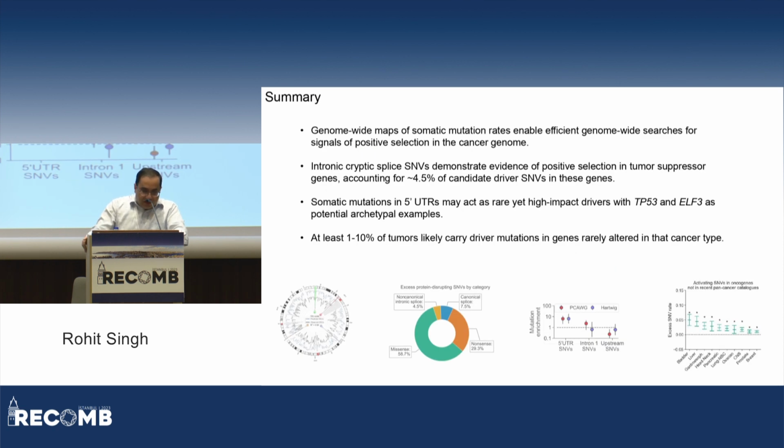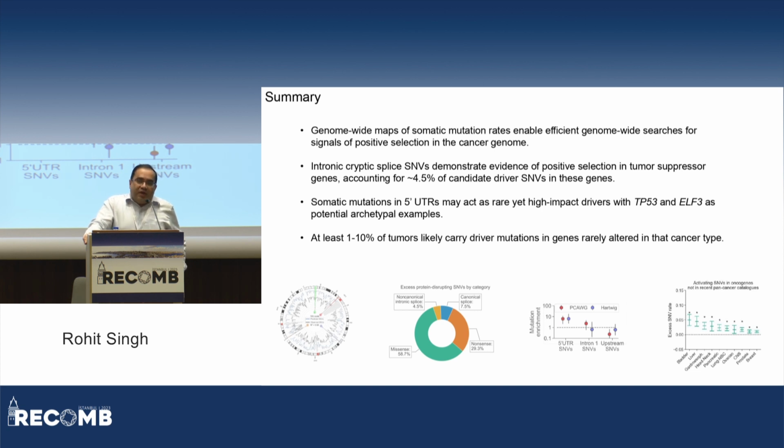So with that, I'll summarize. I think the key takeaways here are, one, this work builds an accurate genome-wide model of somatic mutation rates. It enables efficient search for mutations under positive selection. And a couple of findings. One is that cryptic splicing might be a bigger deal than is being appreciated. So it might be a significant driver of mutations, especially in tumor suppressor genes. About 5% of candidate driver SNVs might be from cryptic splicing.